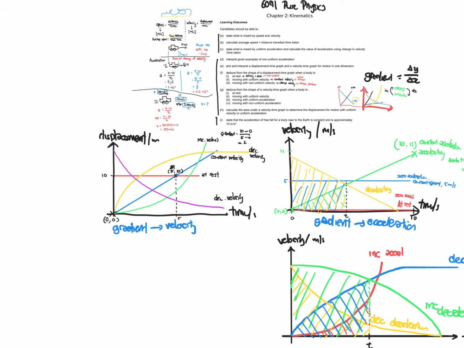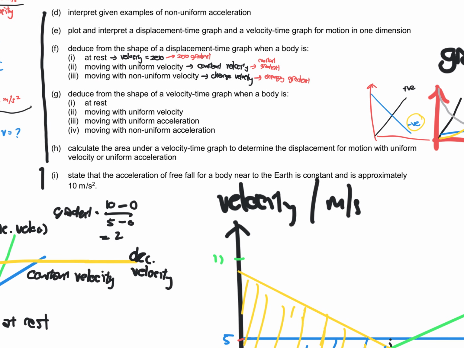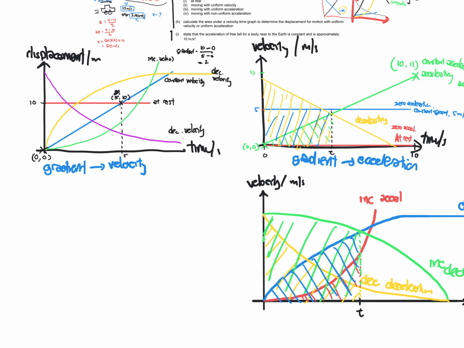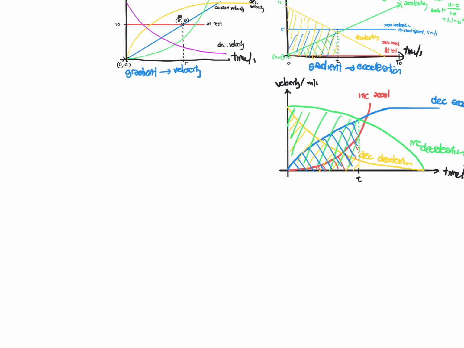Okay, final part. We need to talk about state that the acceleration of free fall for a body near the Earth is constant and approximately 10 meters per second square. So what would this be? This one we have to be a bit careful because I want to make sure what is the positive direction. So let's say, for example, a person that's diving into the water, going to dive straight down this way.